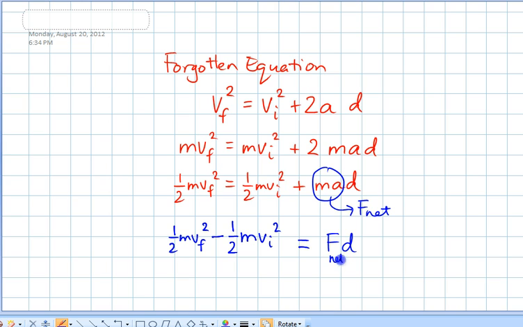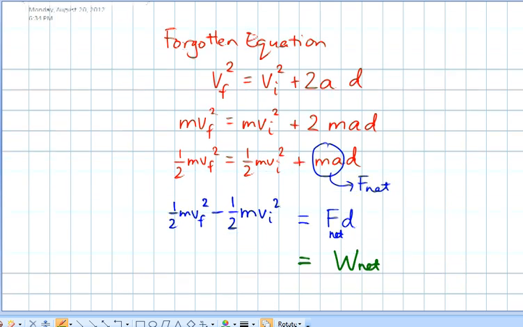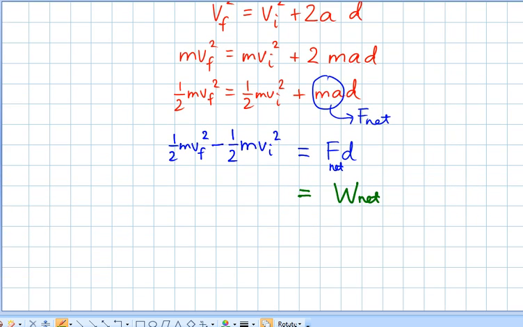Now this is not just any force, this is the net force. And when we take the net force and multiply it by distance, that is the net amount of work that's done to an object. So on the left side, 1/2 m v final squared is probably something you recognize. That's the final kinetic energy. Likewise, 1/2 m v initial squared is the initial kinetic energy.